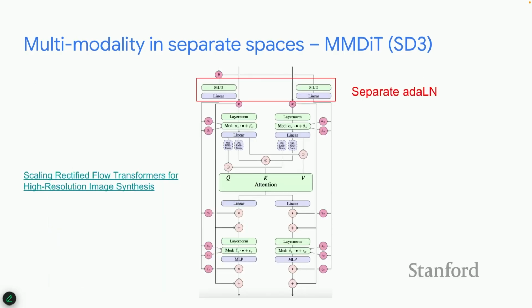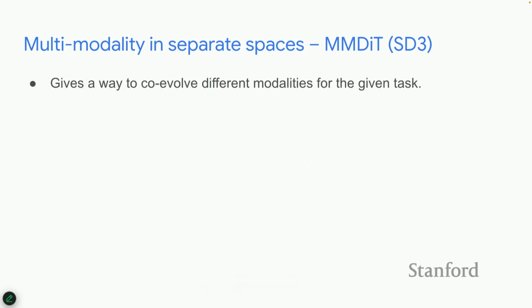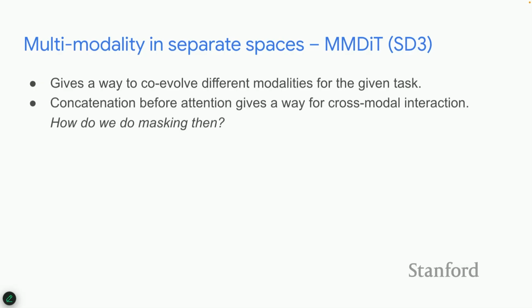So you have got separate adaptive layer norm matrices for the separate modalities. You have got separate QKV projection matrices. You have got separate output projection matrices. And then you have got everything separate. Everything is separate for the two modalities that we are interested in. So yeah. In a way, it gives a way to co-evolve the two embeddings from the two different modalities that we are working with for the given task, which is image generation in this case.